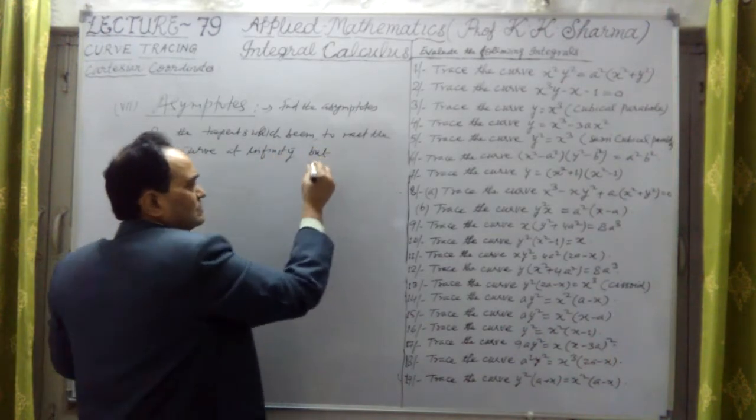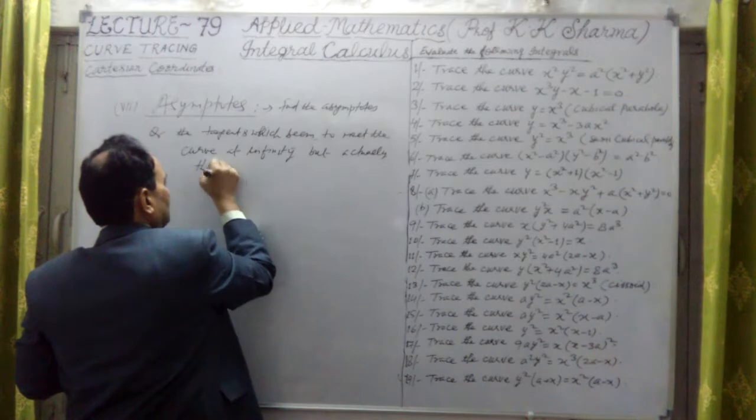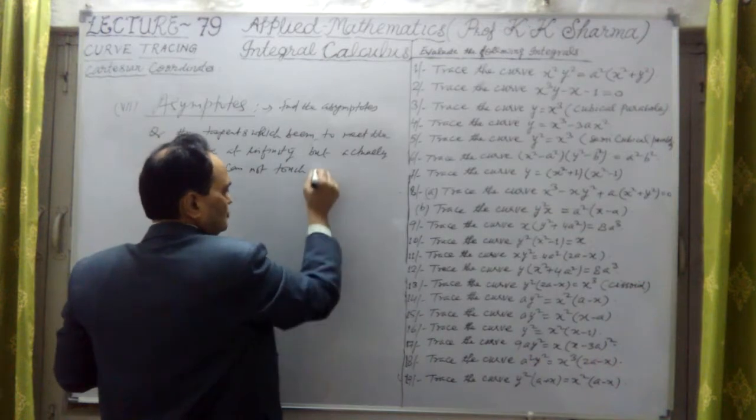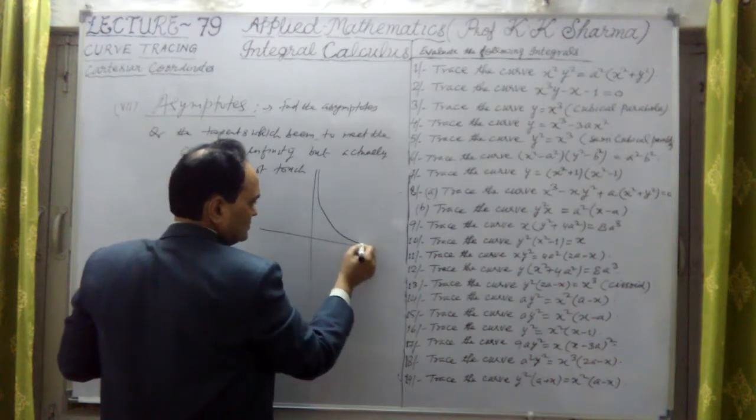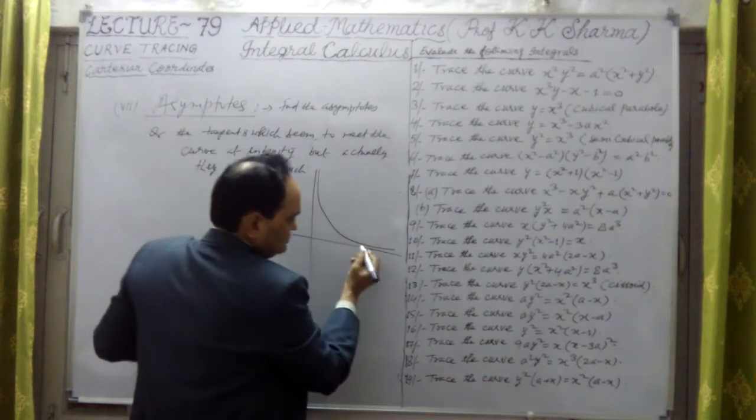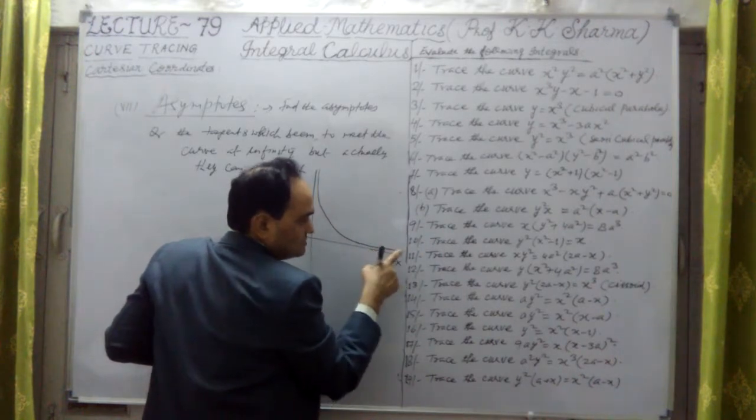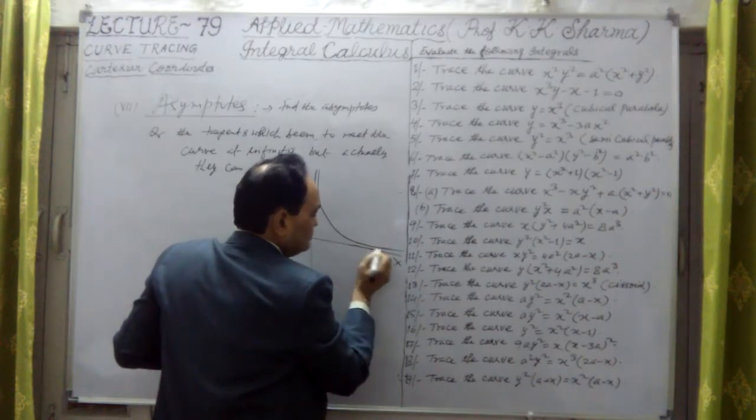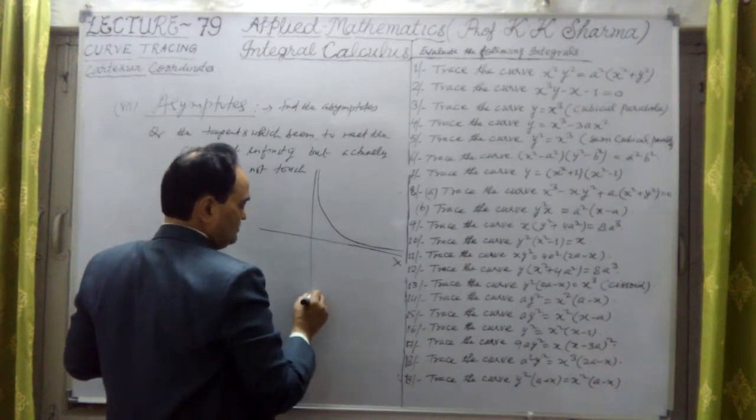But actually they cannot touch, because they look like they are intersecting. So this is the asymptote here, which seems to cut the curve at the axis of x at infinity, but it is not clear. This may be the asymptote, or this may be the asymptote here.